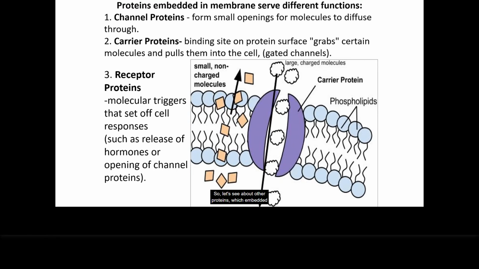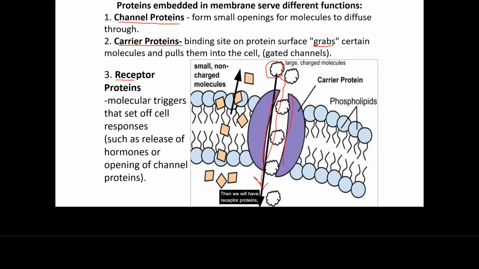So let's see about other proteins which are embedded in the cellular membrane and what functions they have. I already talked about channel proteins. They create a channel in the membrane, and after the channel is open, special molecules can move inside of the cell. Then there are carrier proteins. They will change shape, remember. They can help specialized molecules move from one side of the membrane to the other side of the membrane.